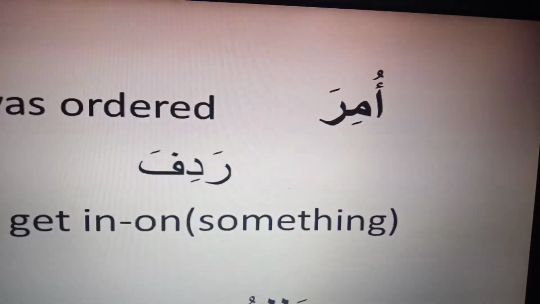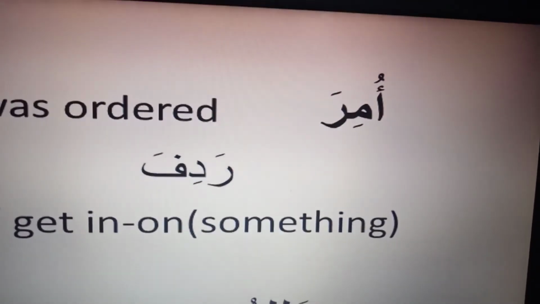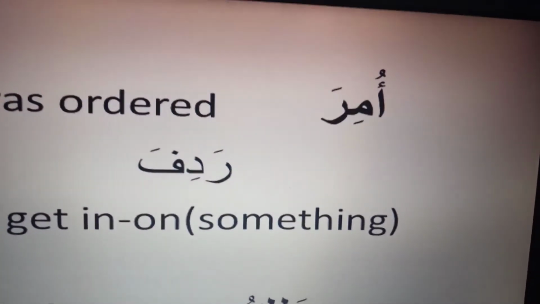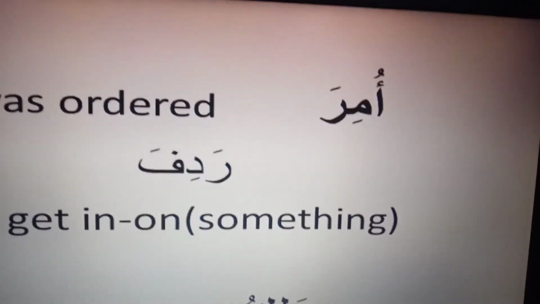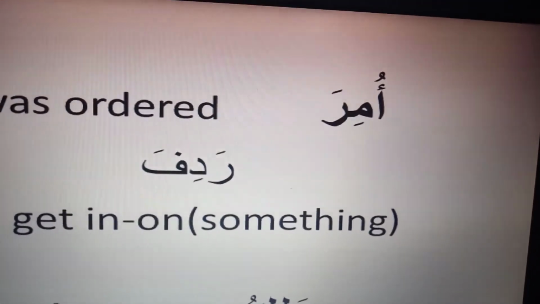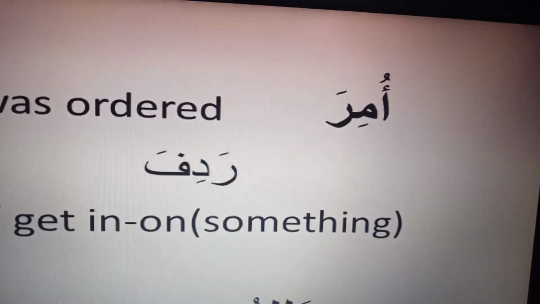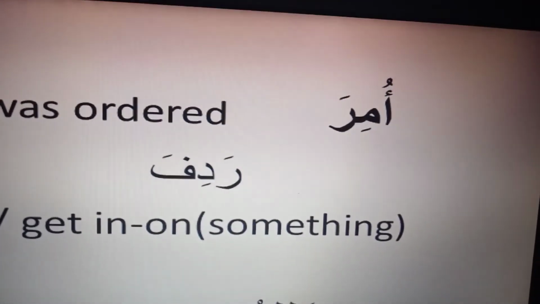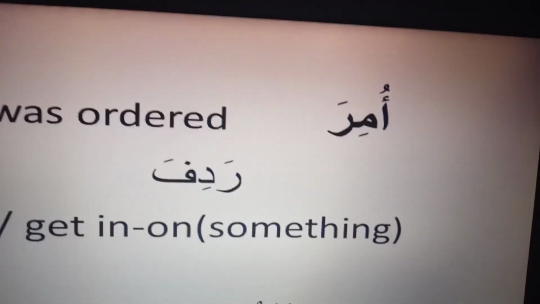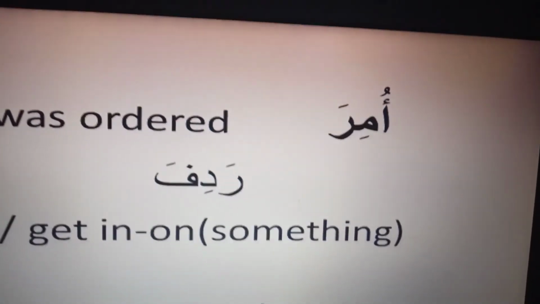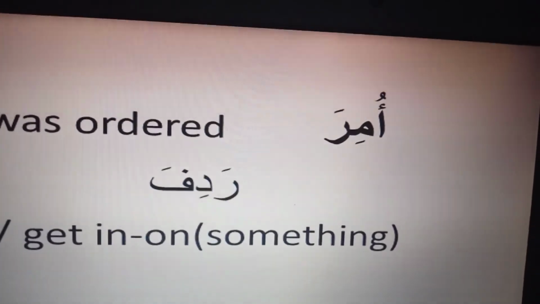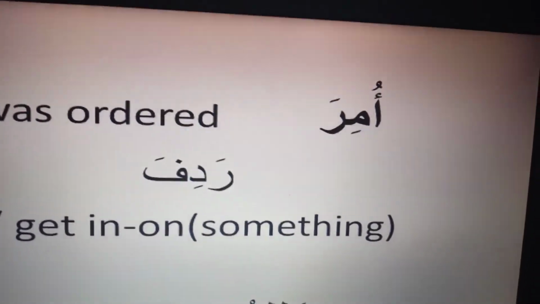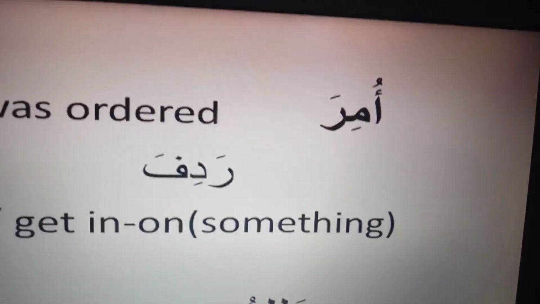So taking the first example here, umira, when pronouncing it, the first letter is alif. Alif with a dhamma over it is pronounced as u. Mim with a kasra below it is pronounced as mi. So u, mi. The third letter is ra. Ra with a fatha over it is pronounced as ra. So it becomes like that: u, mi, ra, umira.